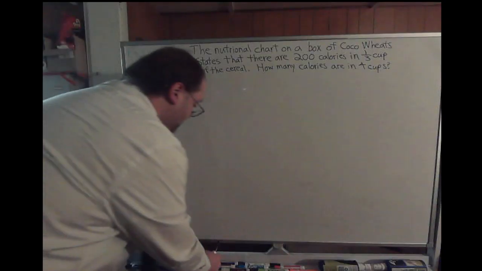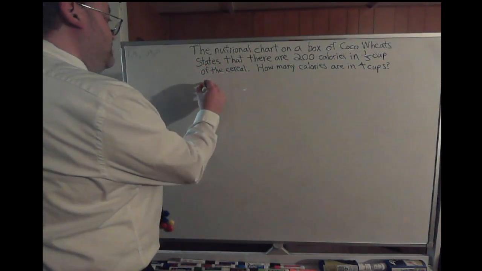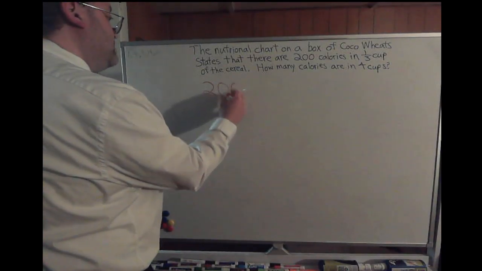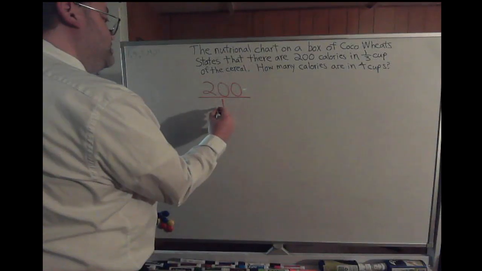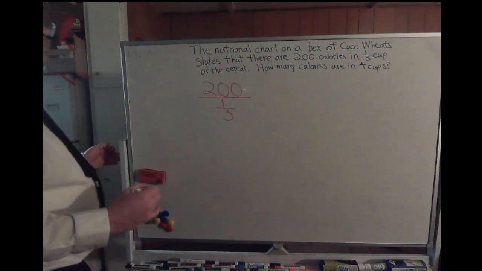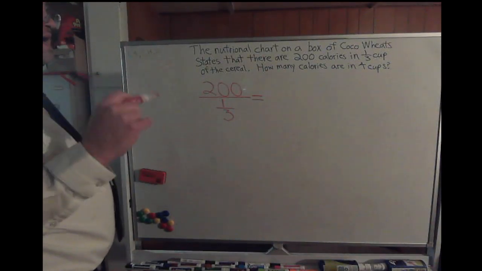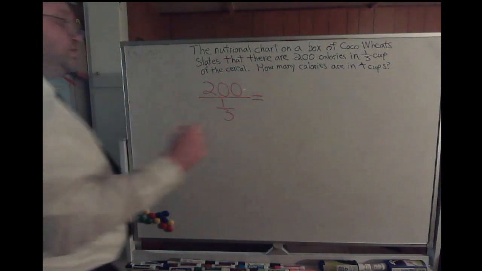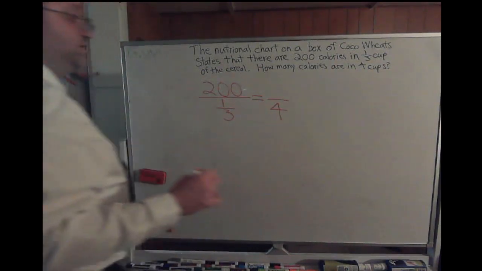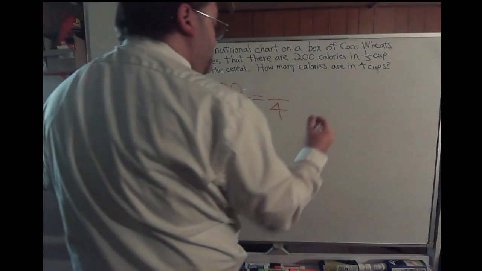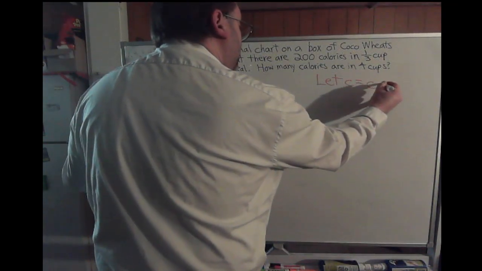So again, we have our first ratio that this is asking for. We have 200 calories in 1/3 of a cup. We're going to have a proportion here because they're asking how many calories are in 4 cups. So we know 4 cups will be the denominator. We don't know how many calories are in 4 cups, so we'll let C equal the calories.